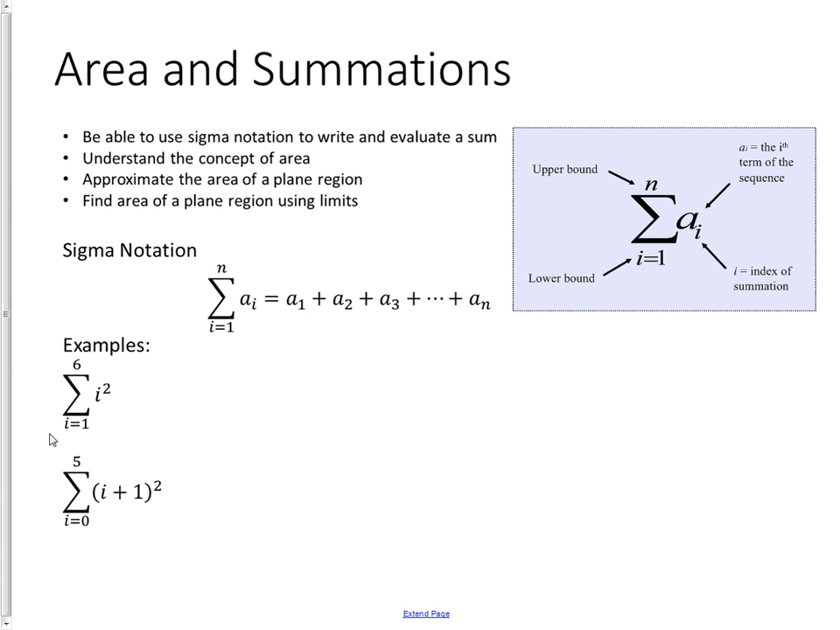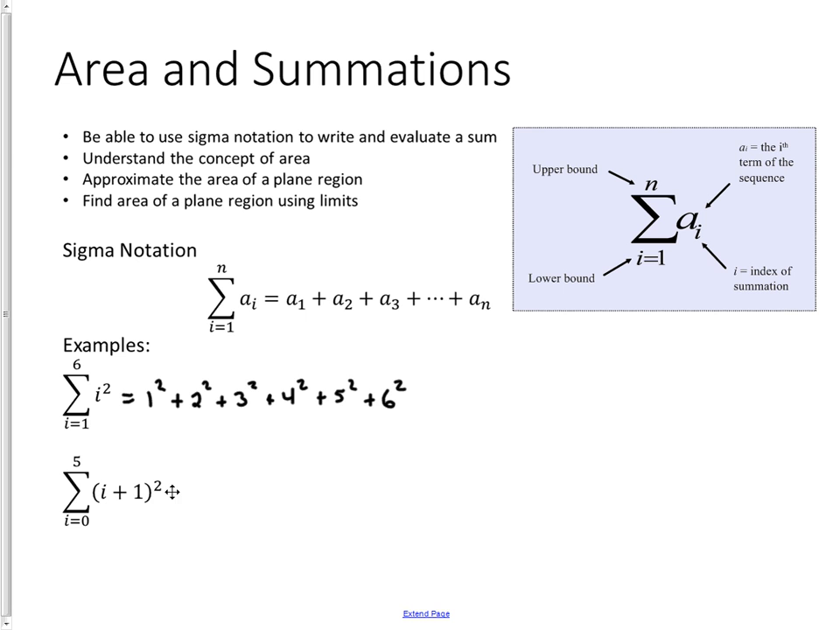Let's say that we're told to take the summation from i equals 1 to 6 of the square of i. That's going to mean the following. In this case, we're going to take i, starting at 1, square that value of i, and then add the next value in order of our integers, all the way to 6. So 1 squared plus 2 squared plus 3 squared plus 4 squared plus 5 squared plus 6 squared.